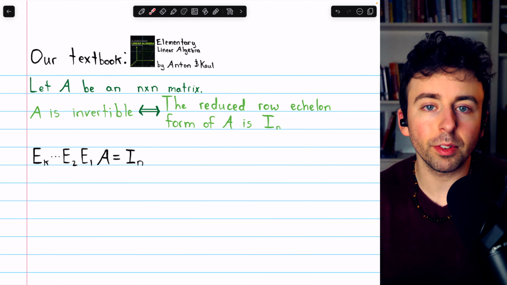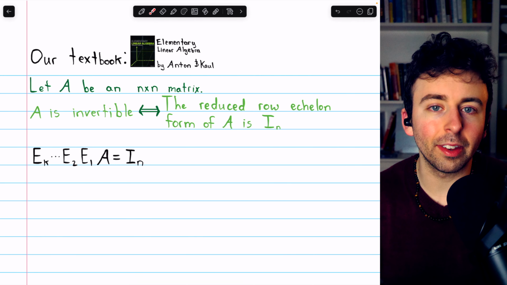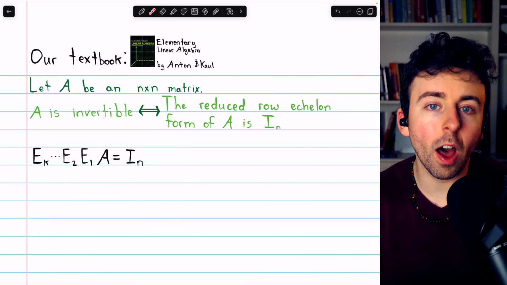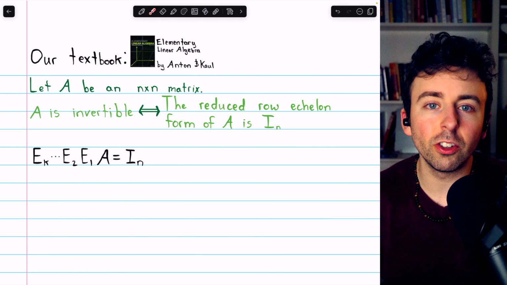We'll do two examples of finding an inverse matrix like this, and also see how this process could show us that a matrix is not invertible. But let's begin by seeing where the process comes from with a quick justification.